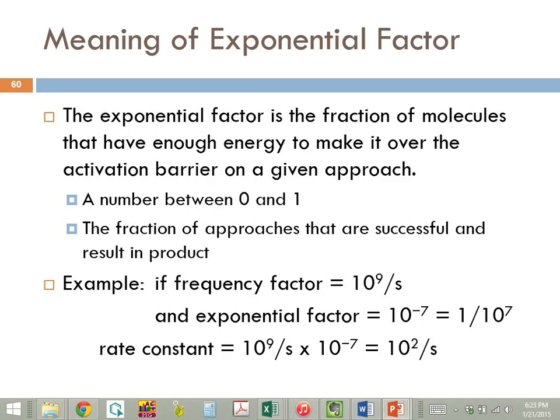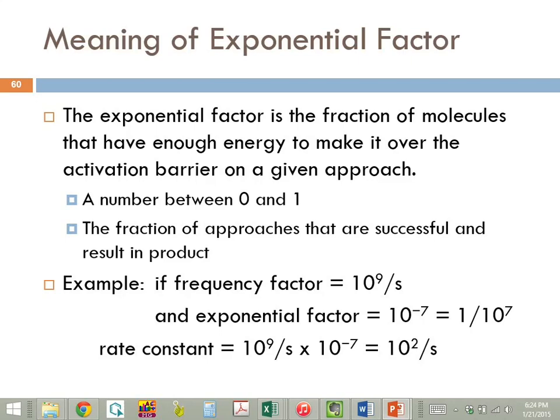About the golf balls? So the frequency factor is how many times the molecule approaches that barrier in a given amount of time. We usually do it in seconds. So in this example, it's 10 to the 9th times per second. It approaches the barrier, tries to get over. The exponential factor gives us the fraction of approaches that have enough energy. So in this example, 10 to the minus 7th, that's a small fraction, right? 1 over 10 million. 1 in 10 million have enough energy to get over.